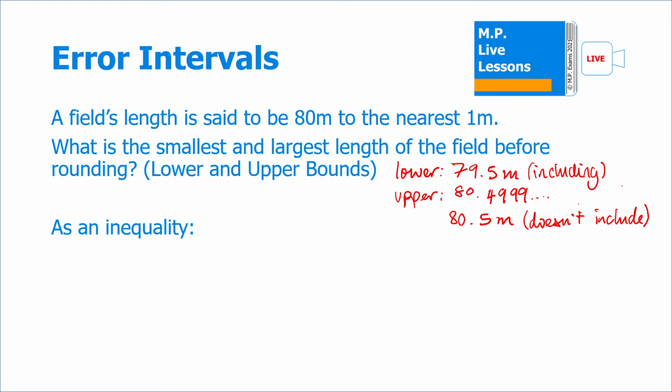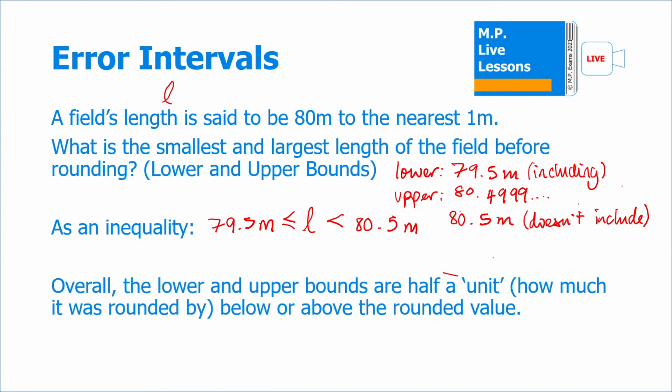So if you write this as an inequality, let's say we'll call the length L. The upper bound goes on the right, so that'll be 80.5. Your lower bound goes on the left, 79.5. Write your units on, put your L in the middle. Now it will include the lower bound, so it needs to be equal to as well. So the length is greater than or equal to 79.5, and it doesn't include the upper bound. It can go right up to 80.5, but not including it.